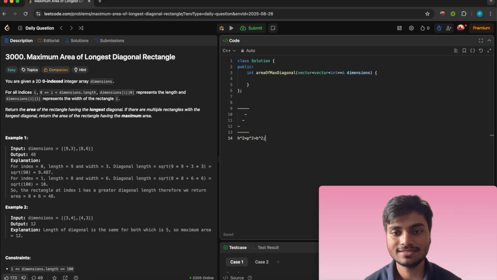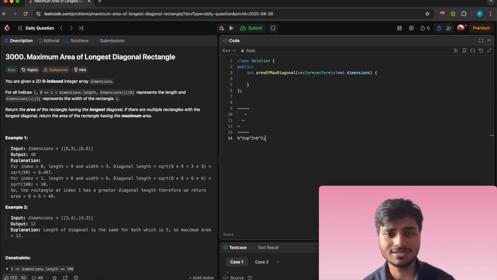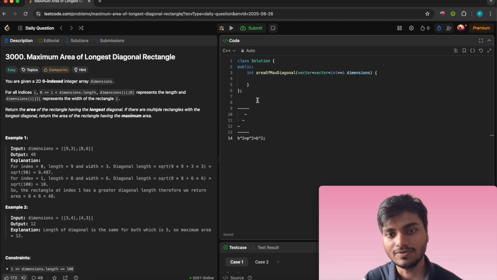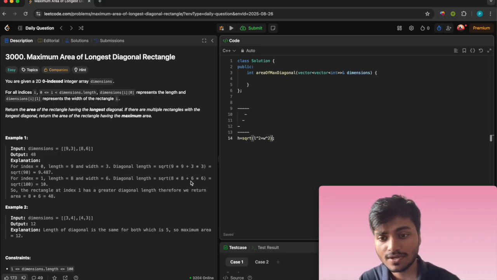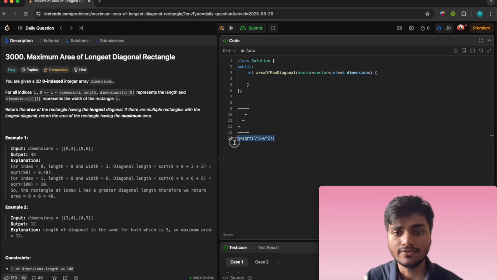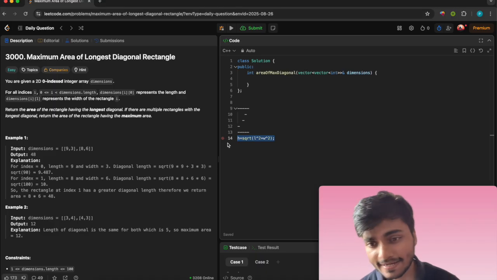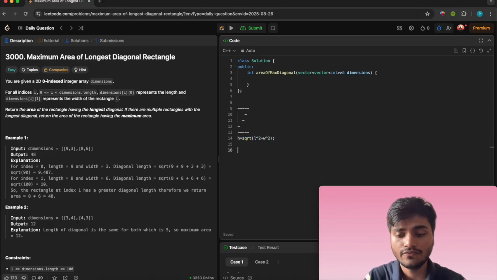If you remember that, then to find this, if you have a rectangle like this, here is your length and here is your width, then the diagonal will be the square root of length squared plus width squared. That is what we have to find, and whenever we get the longest diagonal, we have to return its area, that is your length into width.